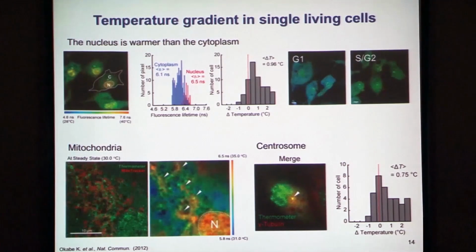Detailed imaging investigations discovered that some important organelles are warmer than others, such as the nucleus being warmer than the cytoplasm by almost 1 degree, which is dependent on the cell cycle. And also, when you zoom into an area of the cell, some of the mitochondria show higher temperature, even in a steady state. And the centrosome also shows a warmer temperature. The mechanism and the significance of this temperature distribution in the cell is still under investigation. For some of them we have some clues, but most of them are still a mystery.